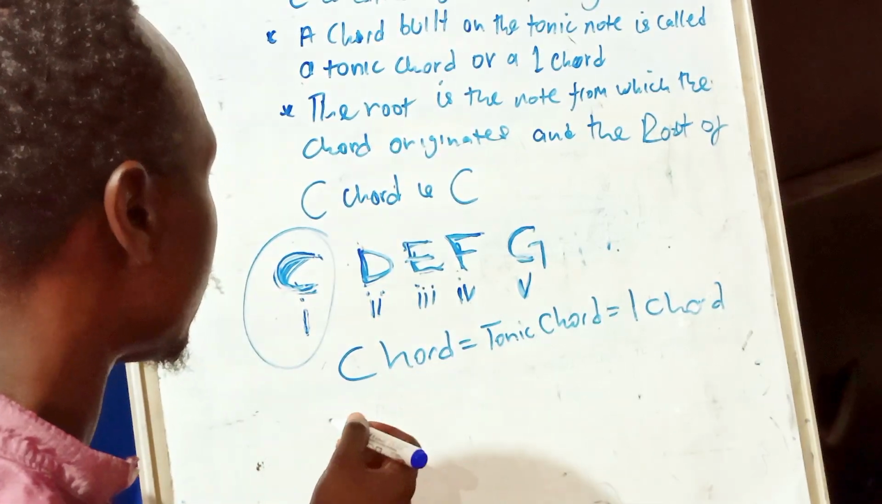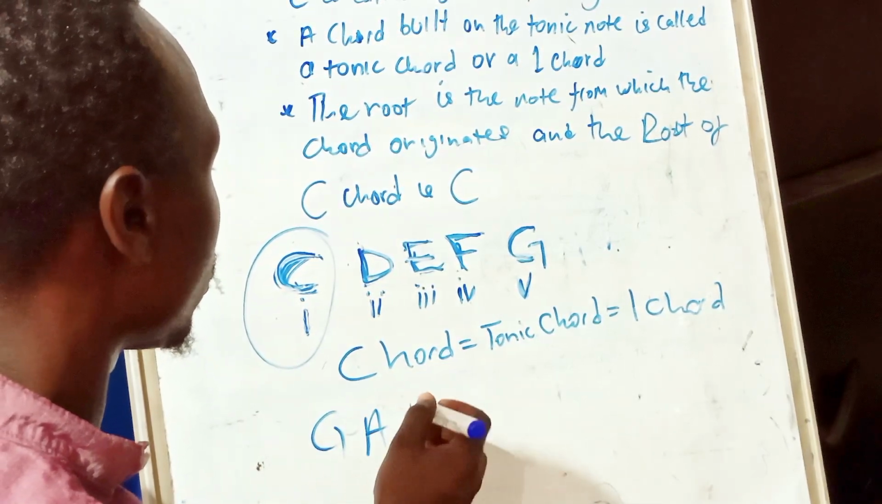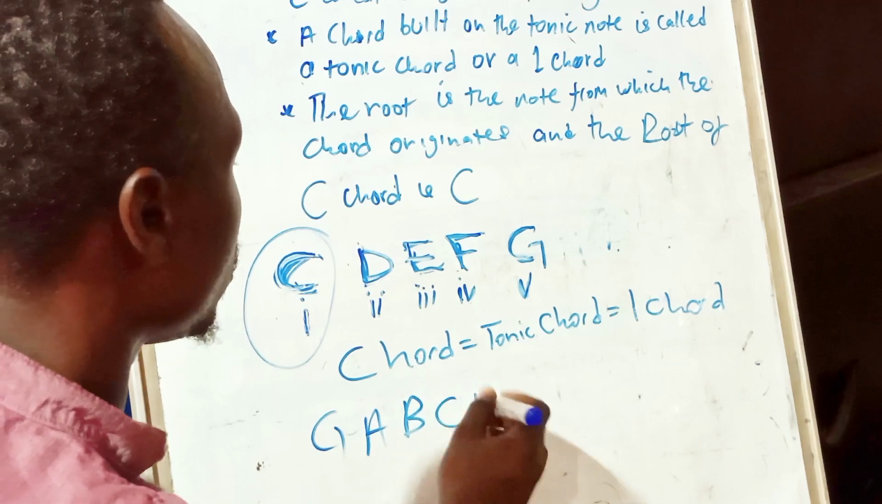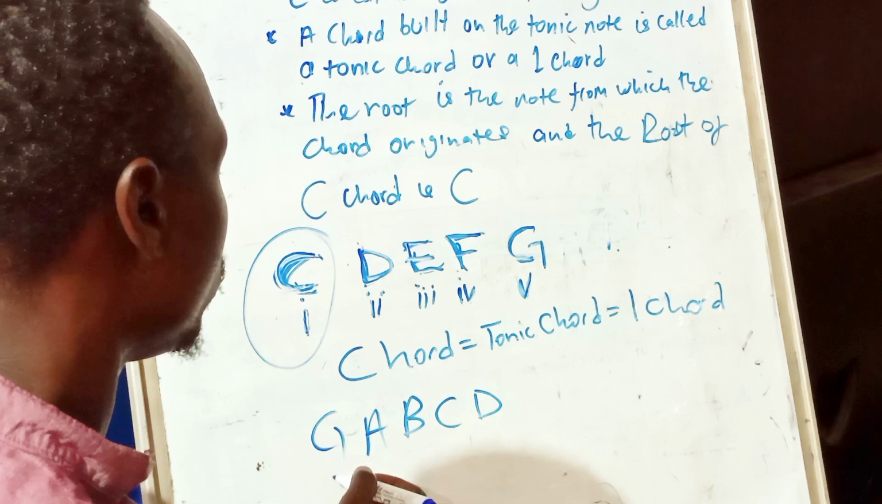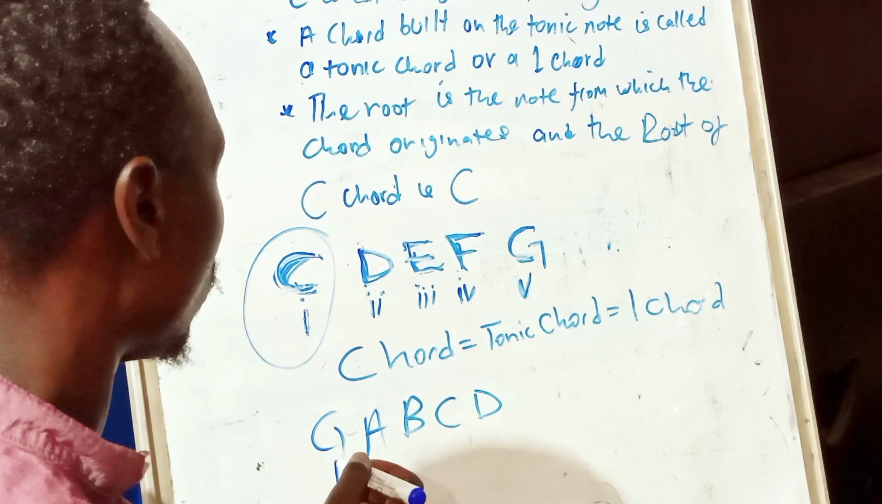If we had, let's say, G, A, so to form chord G, we'll take G, which is on the 1.